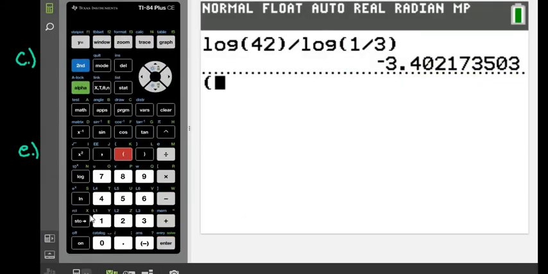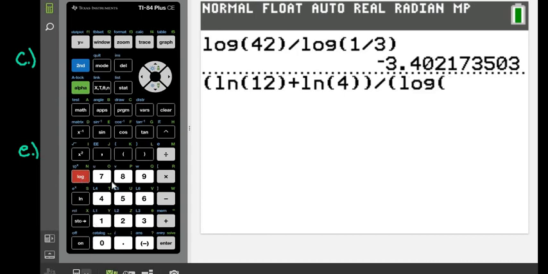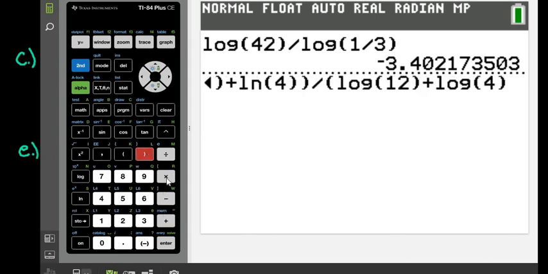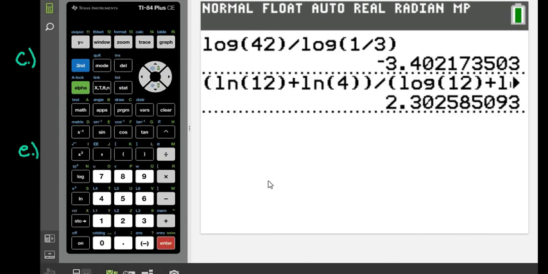So for this one, you would do parentheses, and then you would hit natural log 12, close your parenthesis, plus natural log 4, close your parenthesis twice, because we have to close the parenthesis for the 4, and then we need to close the parenthesis for the entire numerator, divided by, and then we have to open a new parenthesis for the denominator. So for this one, we would type in log 12, close your parenthesis, plus log 4, close your parenthesis twice, and then hit enter, and you get approximately 2.3026.